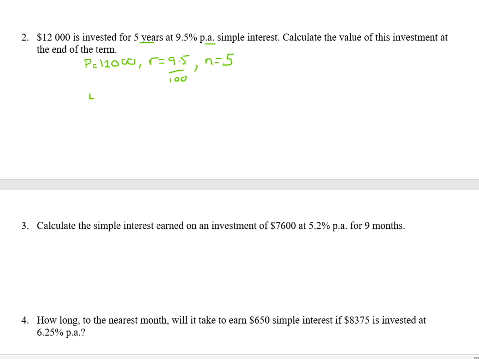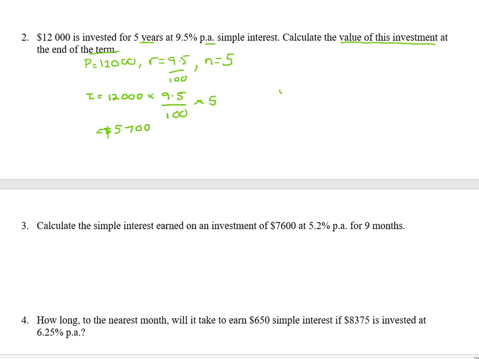So now I'm going to substitute into my formula I equals PRN, and I'm just going to place all of those numbers in there. And if I pick up my calculator I get the answer of $5,700. So that is what the interest is. Now, if I read the question, it says calculate the value of this investment at the end of the term. This is just the interest that I have earned.